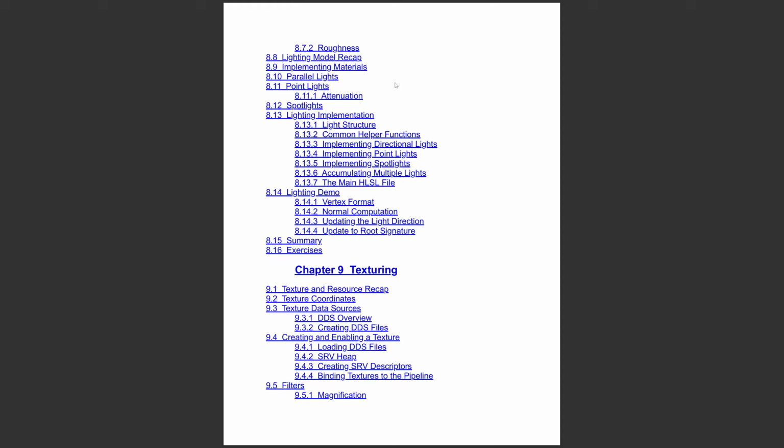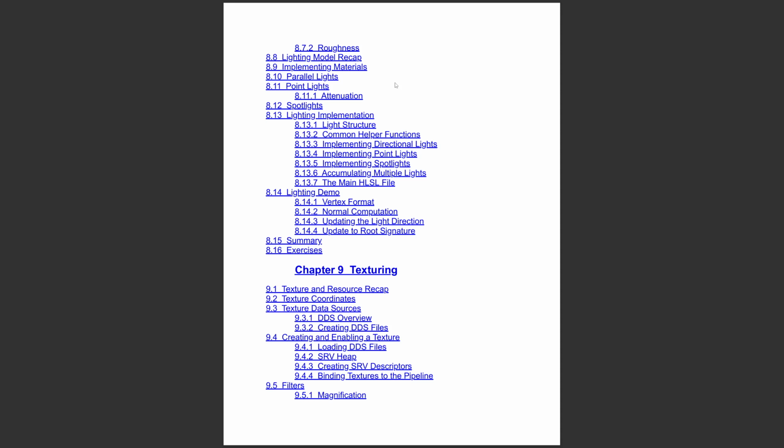And it looks like we're going to end off Chapter 8 with a lighting demo, talking about vertex format with a normal computation, updating the light direction, and update to the root signature, and completing those well with summary and exercises. In Chapter 9, we're going to be going into texturing.